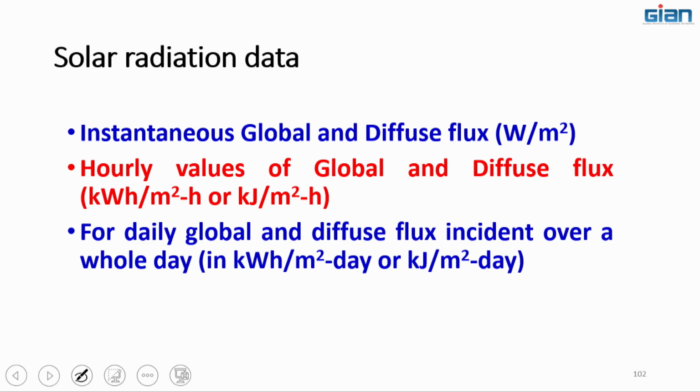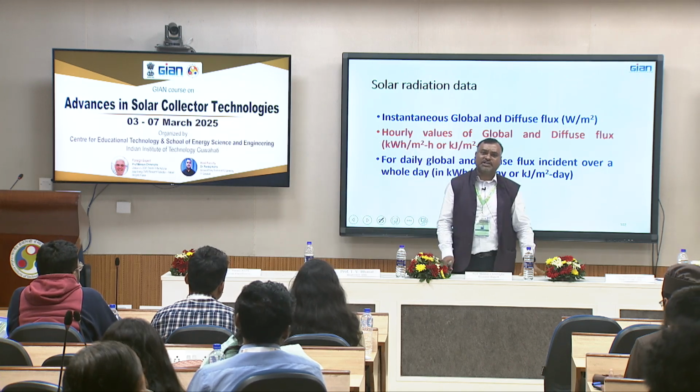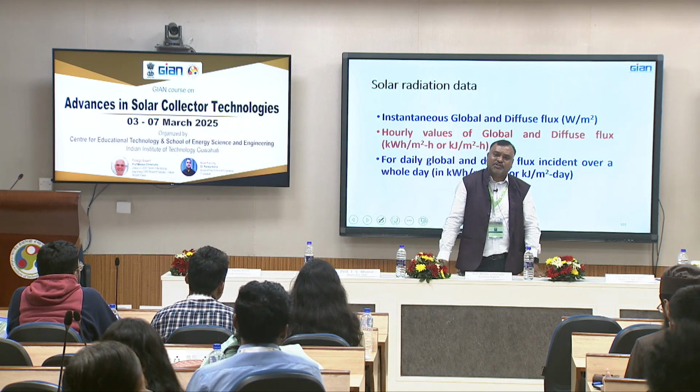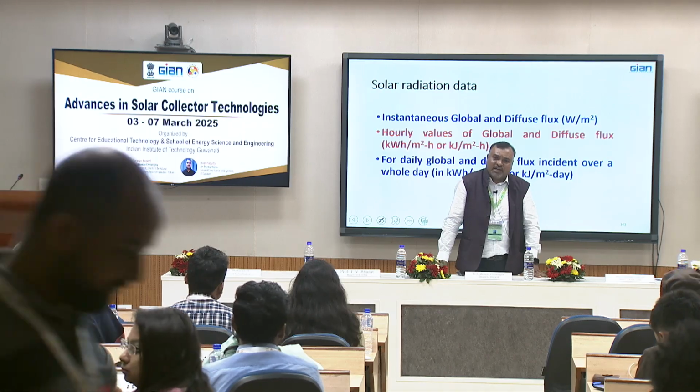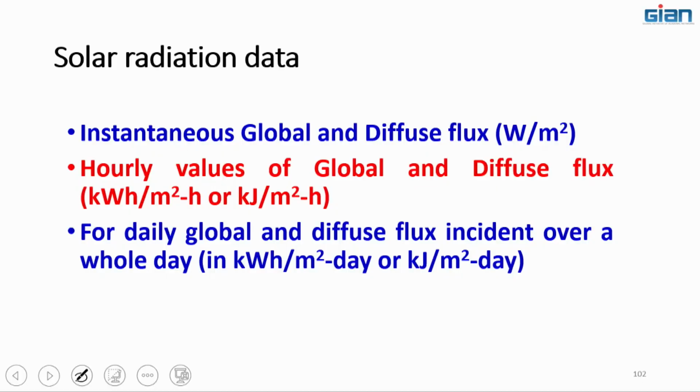So we have instantaneous and global flux, then hourly values. Sometimes what happens, even though radiation parameters or radiation information are with us, actually these are not in a good form. Suppose your requirement is hourly, but the kind of data you have is the daily average data. So again you need to process it for your requirement. So that's how there is a need of studying those aspects, like daily global and diffuse flux incident over the whole days, and then hourly what happens.